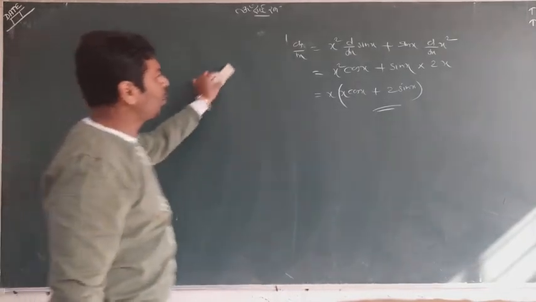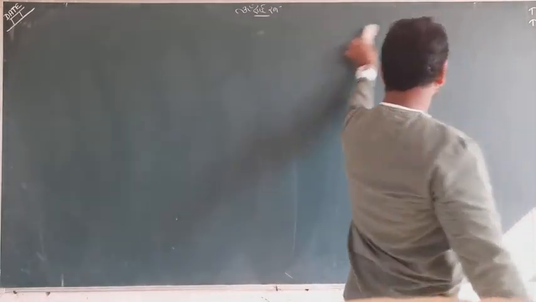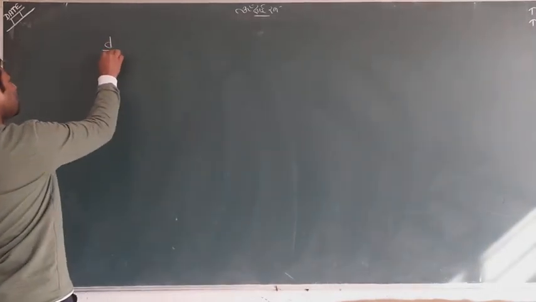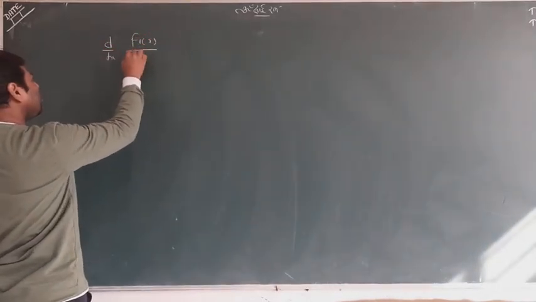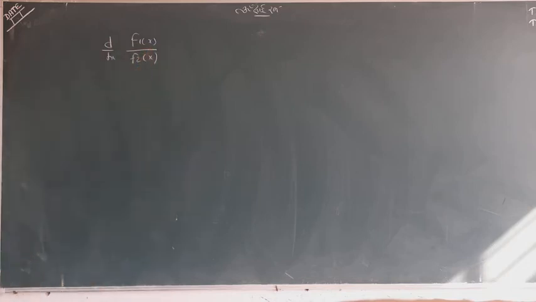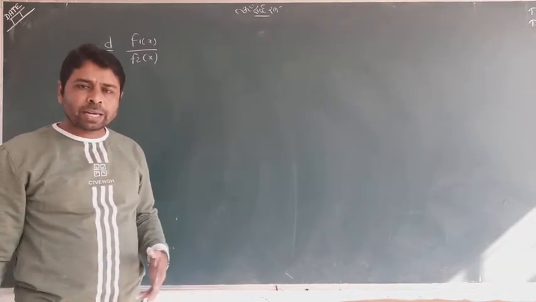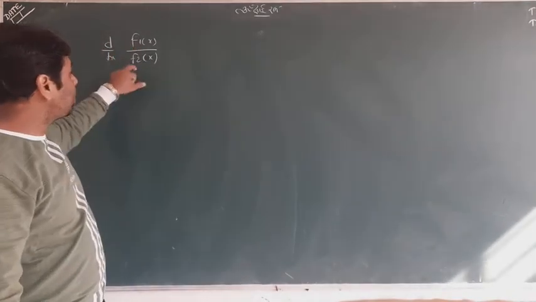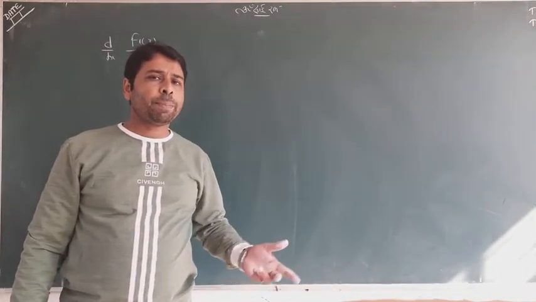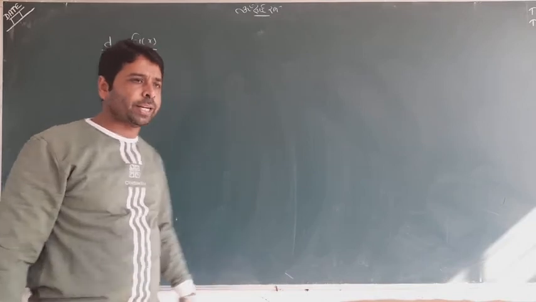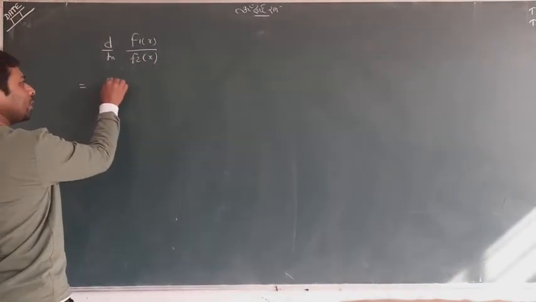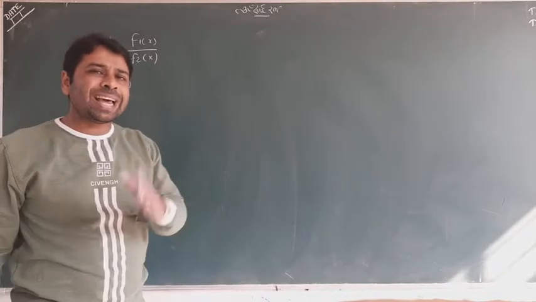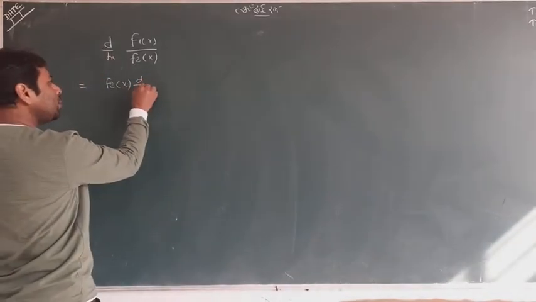Now let me tell you the formula for division also. When two functions are coming in division, in a division pattern, f1(x) upon f2(x), what will happen? d by dx of f1(x) upon f2(x). Again I tell you that d by dx will not separate into the numerator and denominator. d by dx of f1(x) upon d by dx of f2(x) will not happen. So use the formula. What is the formula? Here we start with the denominator. Try to understand. Denominator as it is, differentiation of numerator.